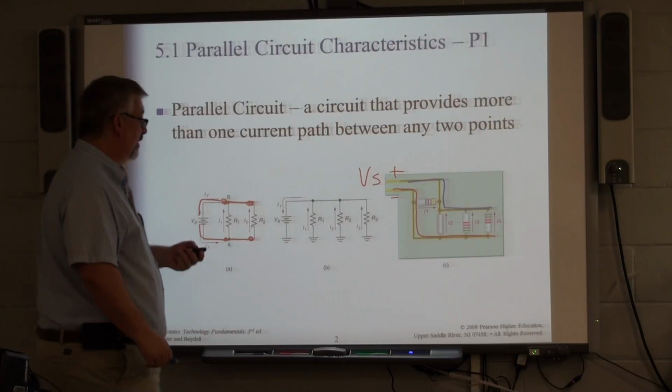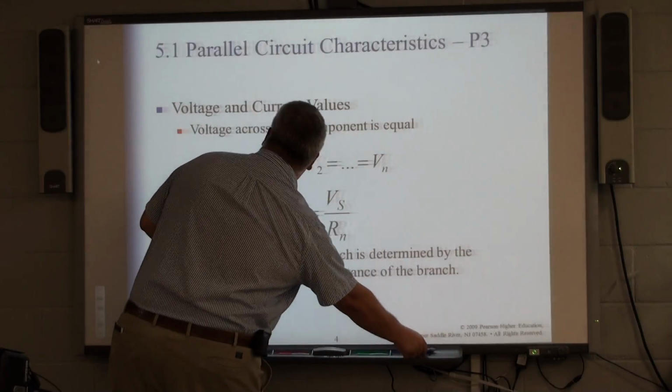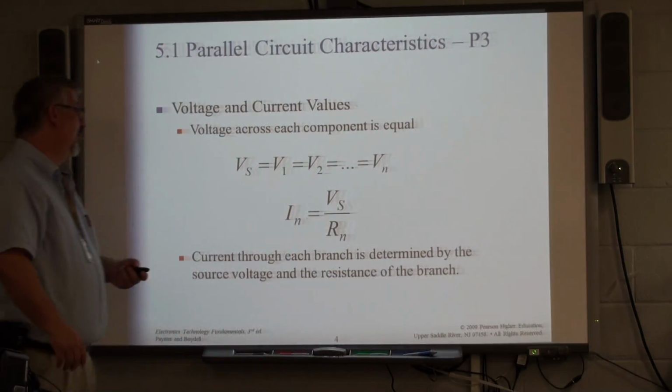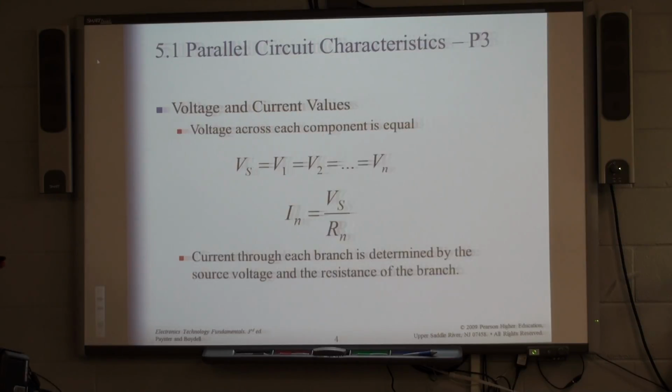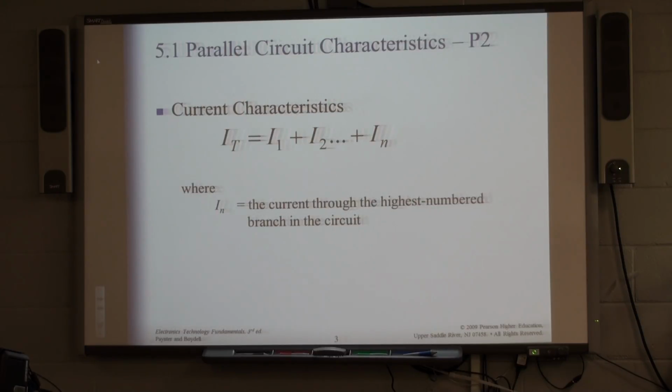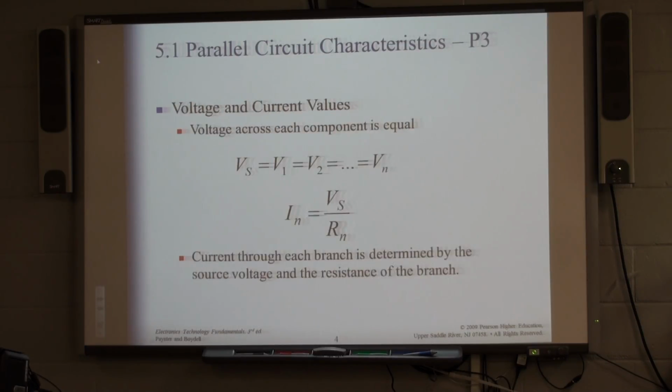So, let's go back to that rule. Okay, here we go. Voltage across each component is equal. Current through each branch is determined by the source voltage and the resistance of the branch, and we're about to get there.